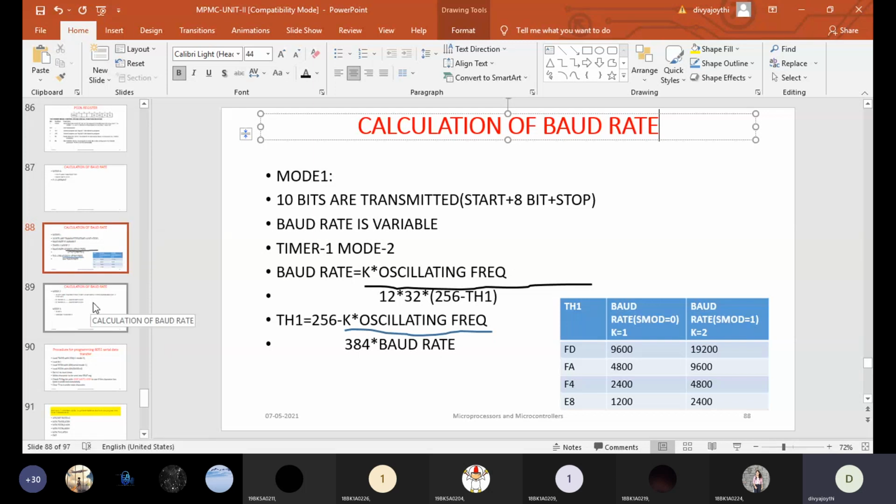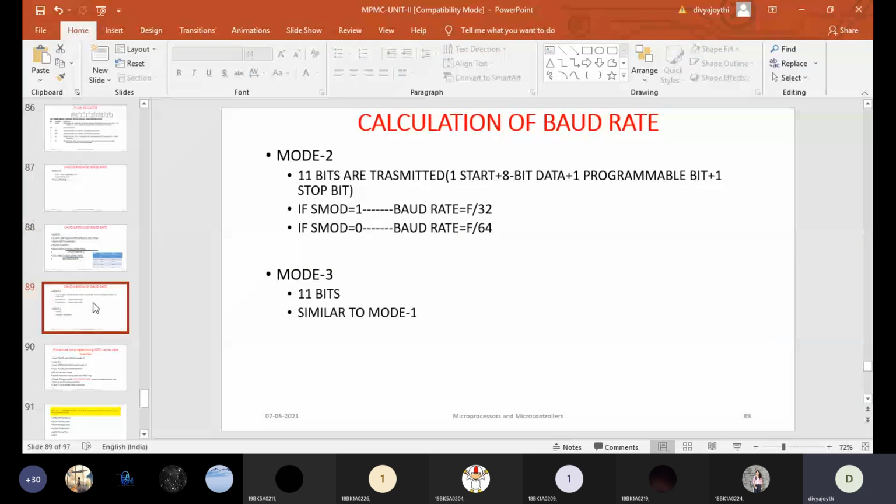Next, moving on to the next mode, that is mode 2. In mode 2, 11 bits are transmitted. In mode 0, 8 bits are transmitted, in mode 1, 10 bits are transmitted, and in mode 2, 11 bits are transmitted.